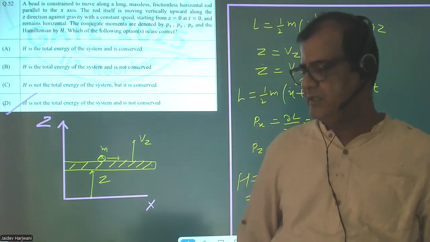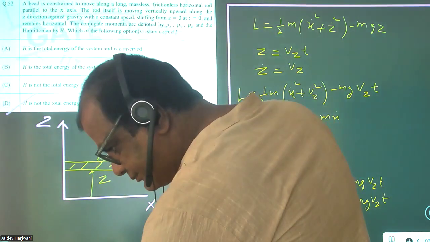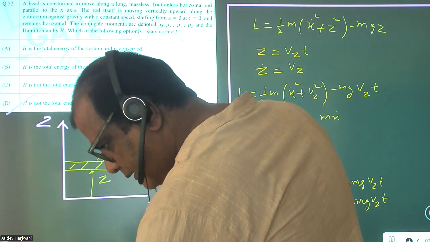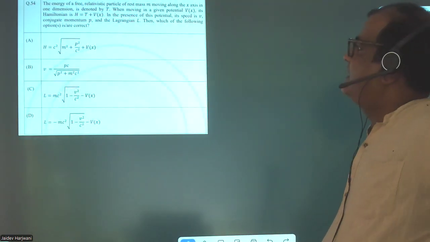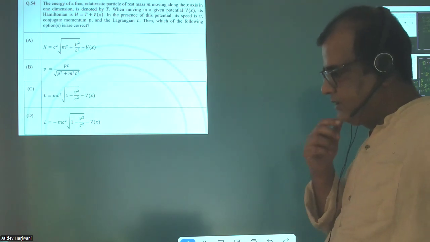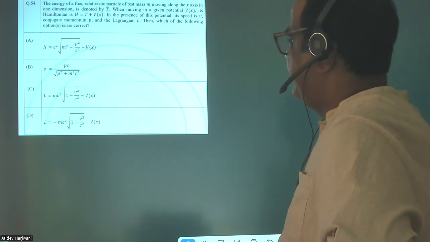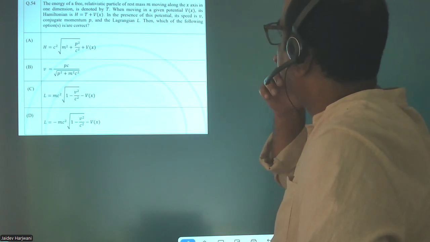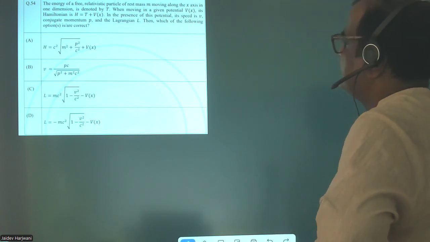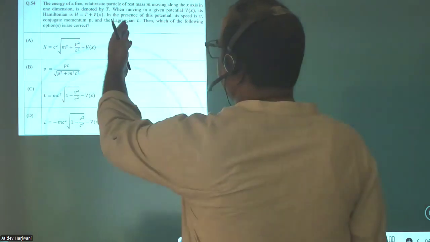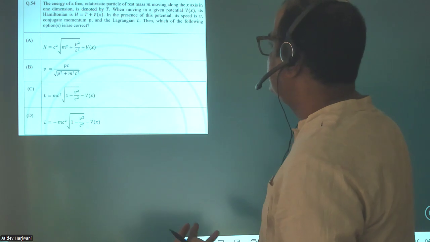Now let us go for the next question. This question is from the relativistic expressions of the Hamiltonian and Lagrangian. You have been given a relativistic particle of rest mass m moving along the x-axis, and its Hamiltonian is given by T plus V(x), where T is the relativistic kinetic energy.